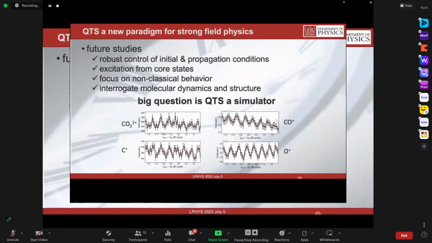And finally, I guess the big question I want to raise, and something we're continuing to think about very carefully, is whether this quantum trajectory selector is actually a simulator, be it a classical or quantum simulator of strong field processes, and something we can exploit into the future. So with that, I'm going to end.